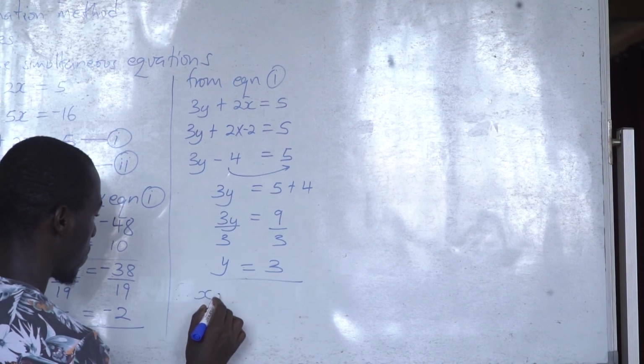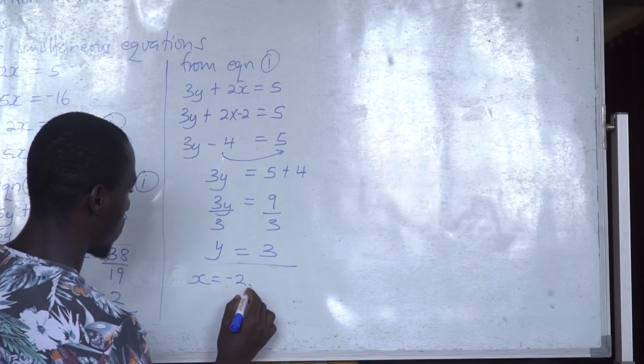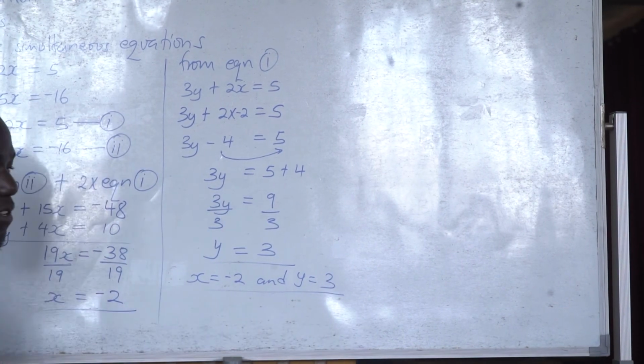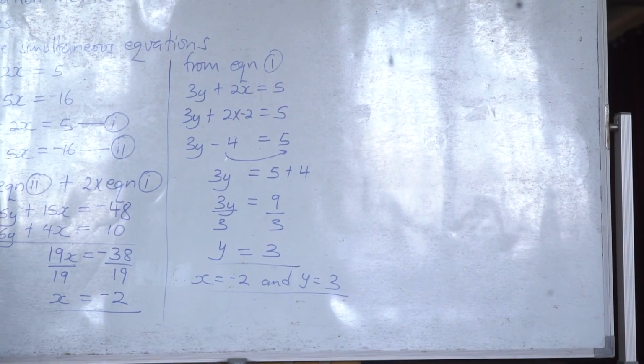Therefore, my x value is negative 2 and the y value is positive 3. As simple as that.